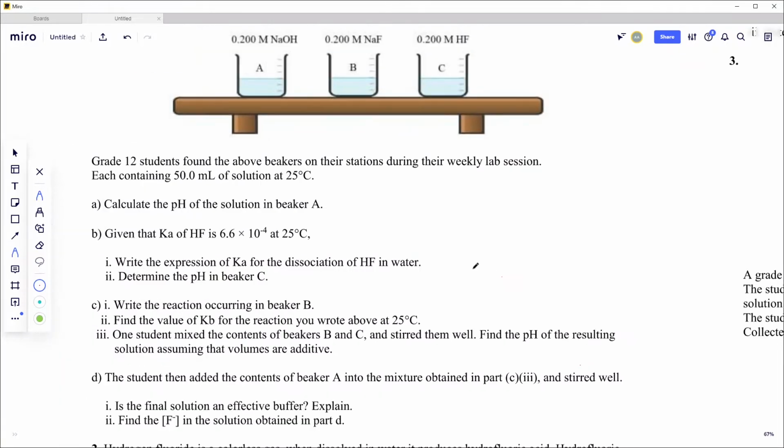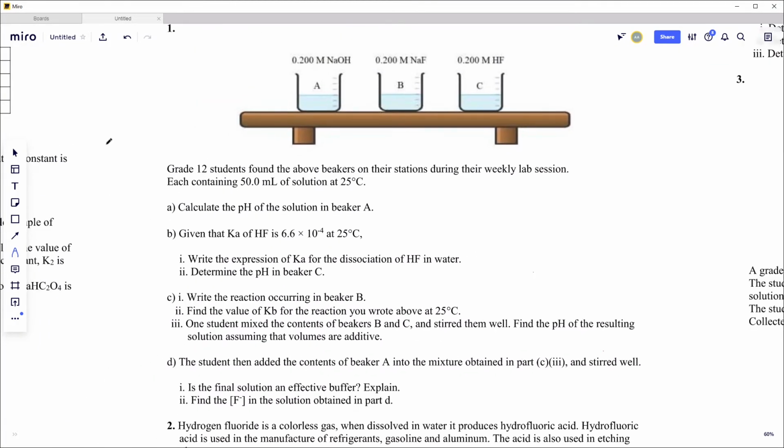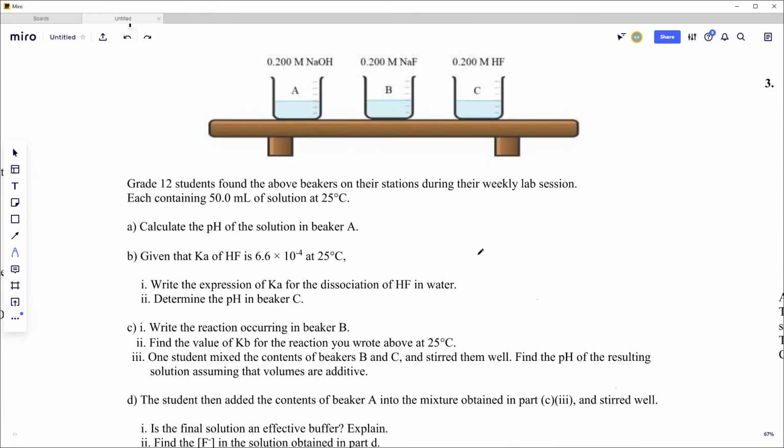Okay, so let's start this, or if you want you can have a few seconds to think about this, and in a few seconds I'll start. Okay, so calculate the pH of the solution in beaker A. Beaker A has a strong base, so the concentration of OH minus is equal to the concentration of the base, since it's 1 to 1 and strong, so the concentration of OH minus is 0.2.